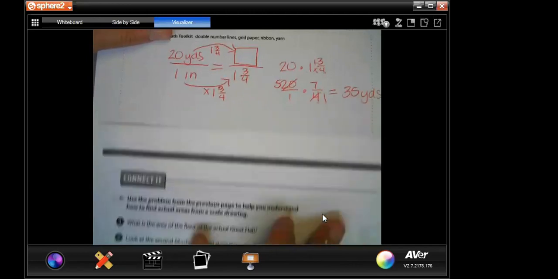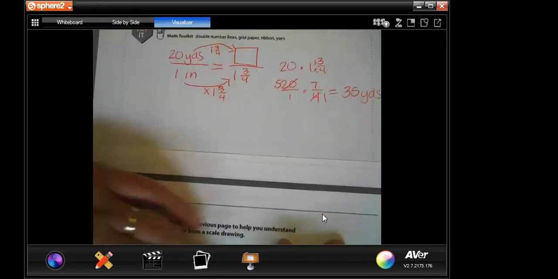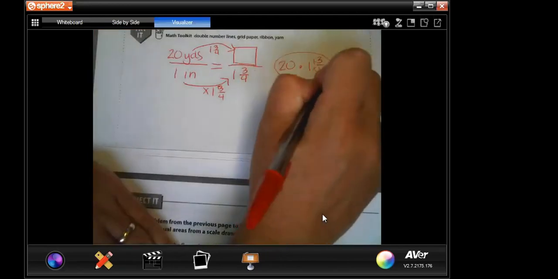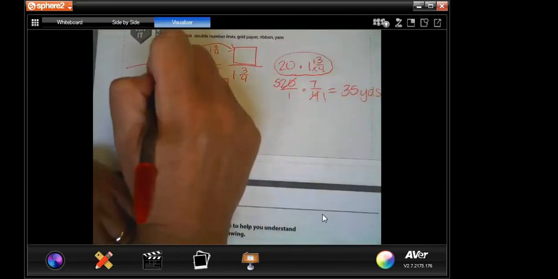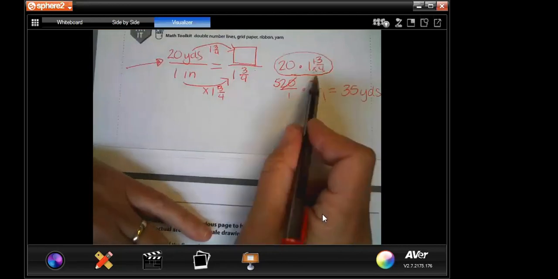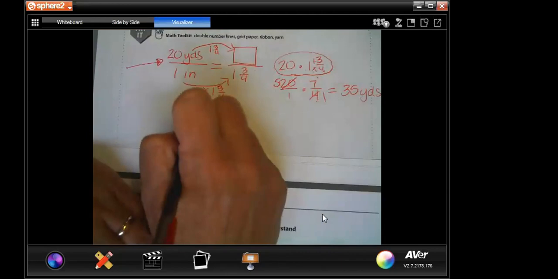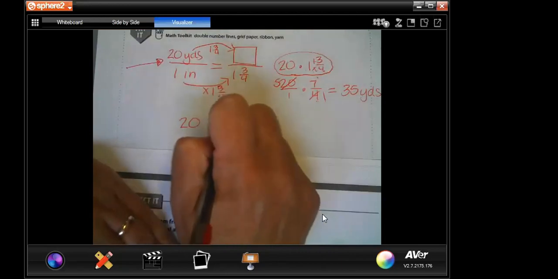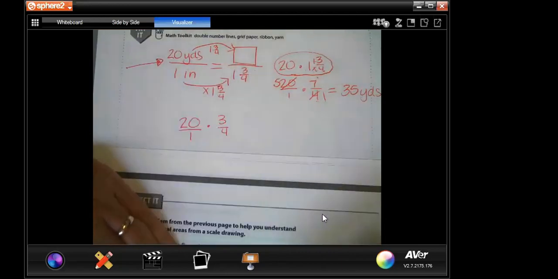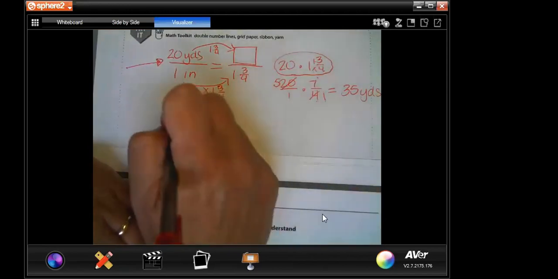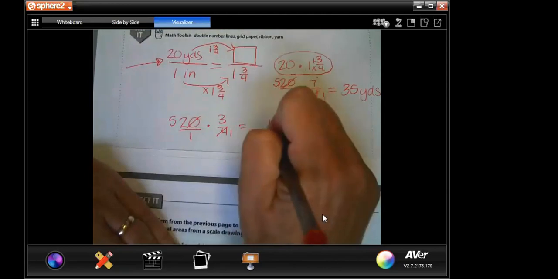Now we're going to do the same thing for the width. Look at what we just did: we took our scale and multiplied it by the drawing. So that's what I'm going to do on this one: 20 times 3/4. So 20 over 1, make that a fraction, cross simplify, and multiply it straight through.